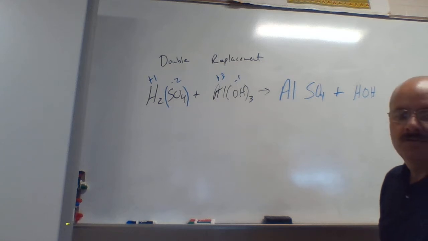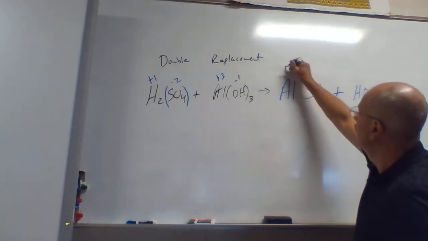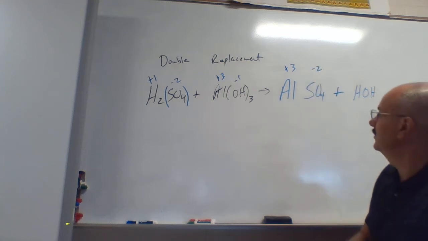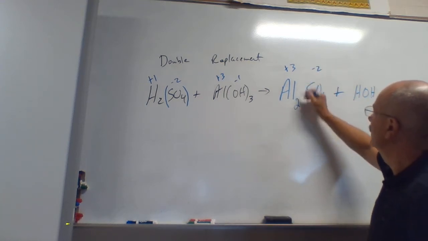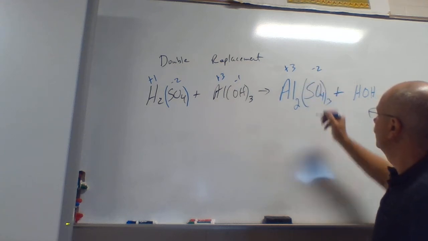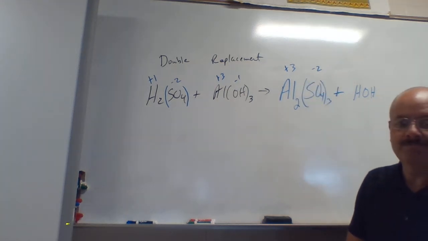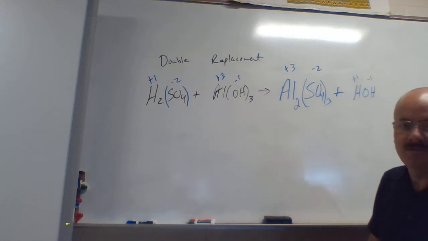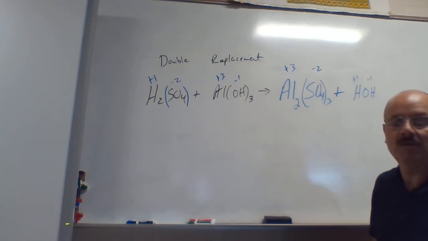All right, now what I got to do is go through and do my charges. So aluminum here, he's a plus 3. SO4 is a negative 2. Now, those guys don't cancel each other. So we're going to bring the 2 over here. We're going to bring the 3 over here and make it Al2(SO4)3. Then we do this. This is plus 1 and OH is negative 1. So that's my formula, which is HOH or H2O.